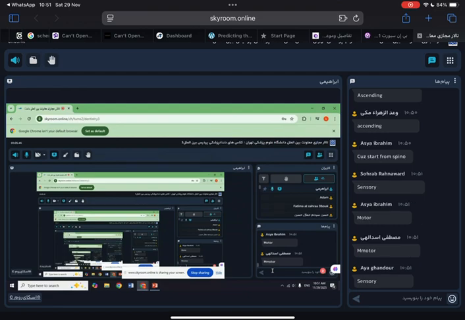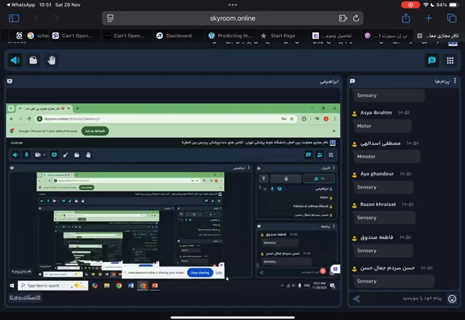Ascending tract, concentrate. That's true. Yes, it is sensory because it starts from the spinal cord and carries the sensory information to the upper part. After that, we have the descending tract. The descending tract starts from the cerebral cortex and sends the information to the spinal cord, for example to make the spinal nerve. It carries the motor information. So this is the definition of the ascending tract and descending tract.